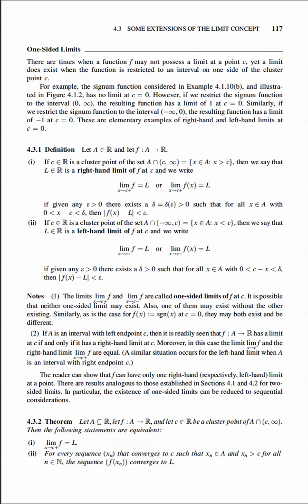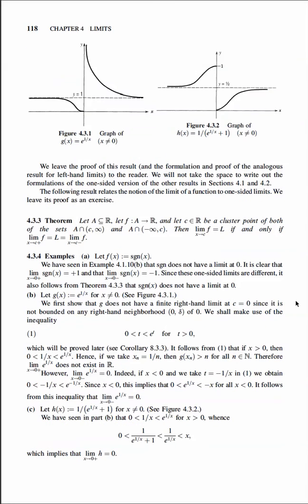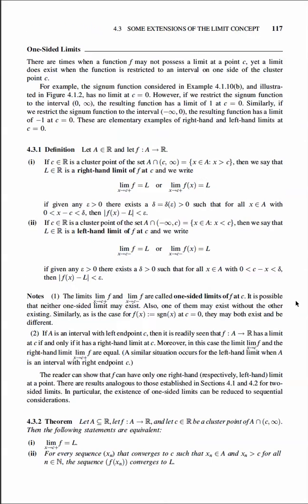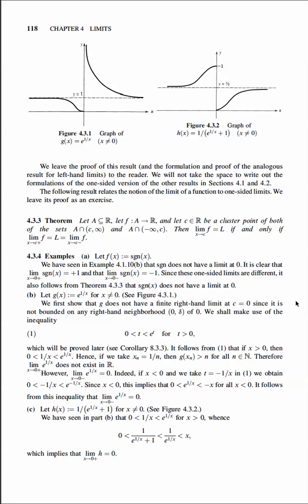And you're familiar with one-sided limits, of course, from single variable calculus. And so this is just a slight modification of our limit definition. Theorem 4.3.2 provides the sequential version of one-sided limits, or rather for right-hand limits, and the book leaves the analogous result for left-hand limits to the reader.